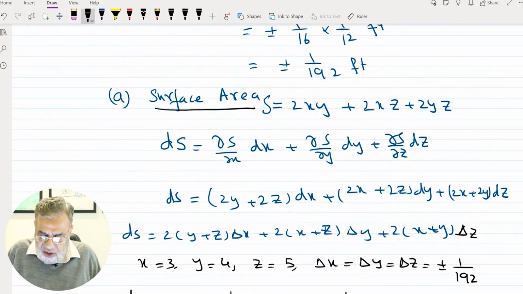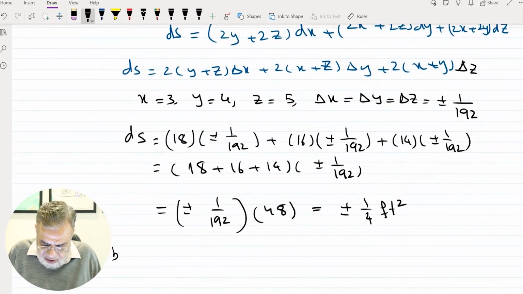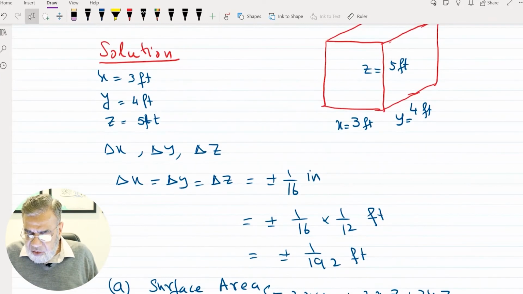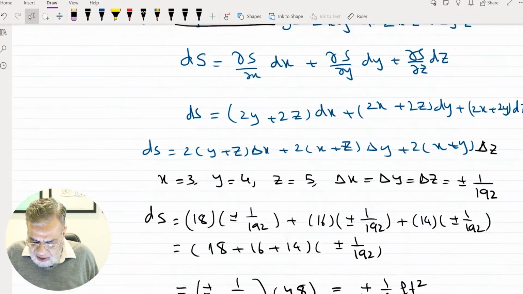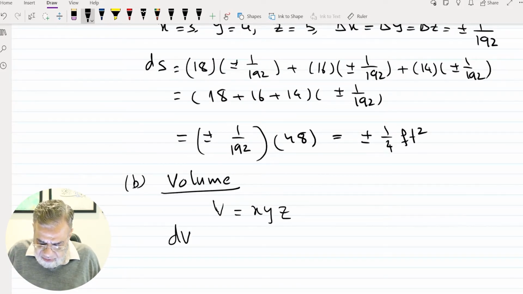Then we want to find the change in surface area. Part B is that we want to find the change in volume. So the volume of any body is not difficult. We multiply the base area by its height. The base area here is x into y, height is z. So my volume in this case will be V equal to xyz. I want to find the change in volume, the dV.